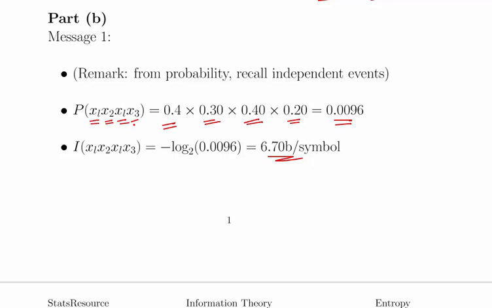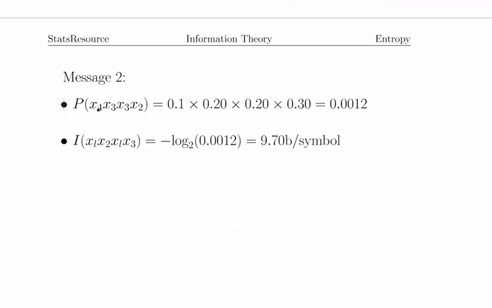Same again for message 2, x4, x3, x3, x2. That's 0.1 times 0.2 times 0.2 times 0.3. That works out to be 0.0012. And when we get minus log to the base 2 of that, we get 9.7. The bits per symbol there is how we express the information. Okay, that's it.